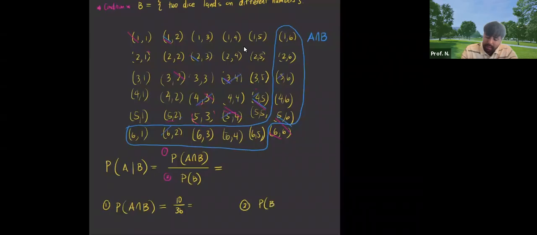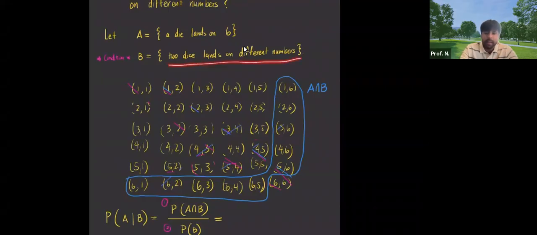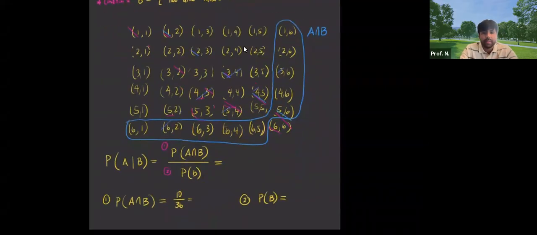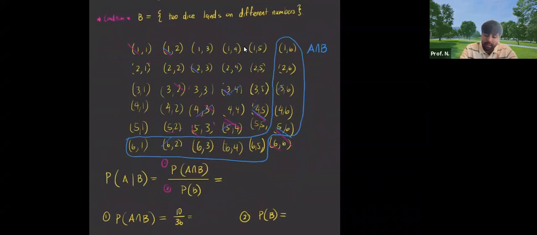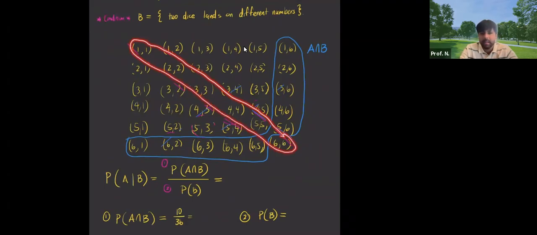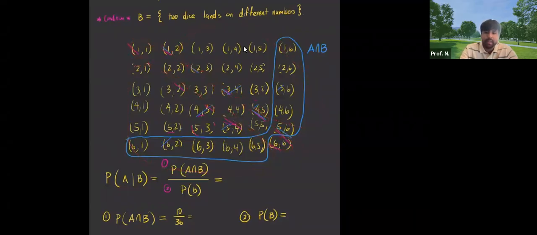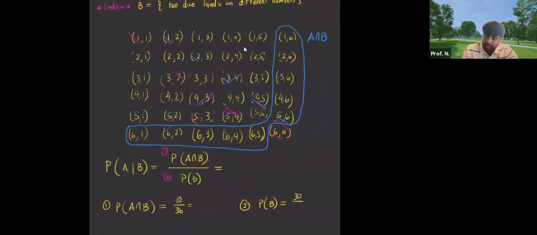And then what's the second thing we want to find? What's the probability of B happening? Well, what is B? B is the event that they land on different numbers. So we can do that by looking at the ways that they get the same numbers. There's 6 of them, right? There's 6 ways to get the same number. So that's the complement of B. So the complement of getting the same numbers is 30 ways to get different numbers, right? So then what's the probability of getting different numbers? 30 out of 36. So I found each probability.